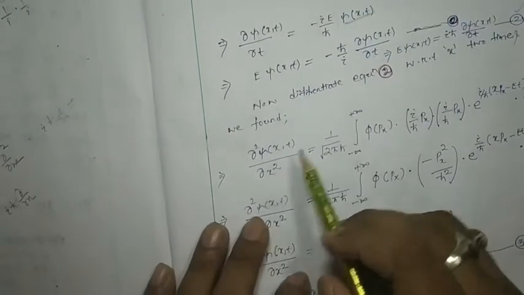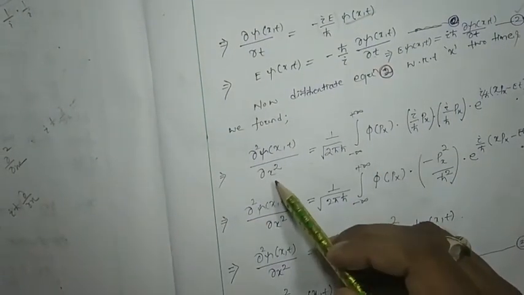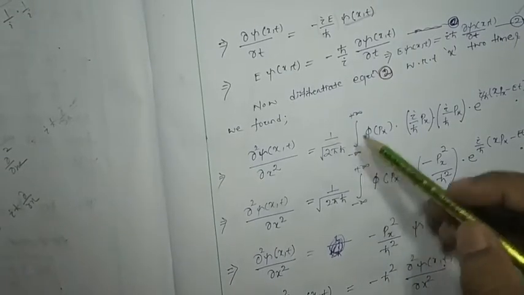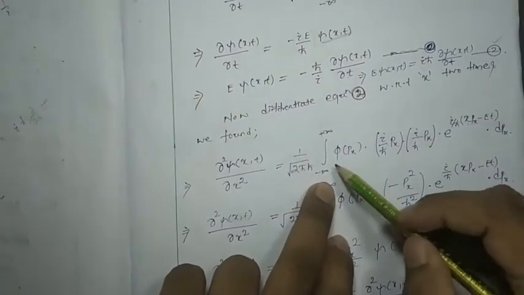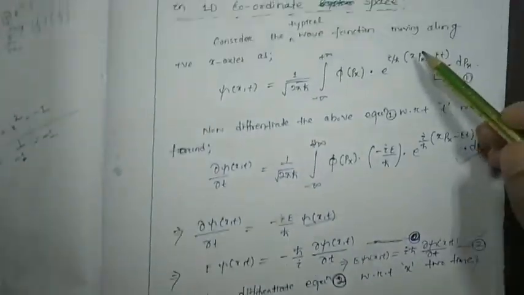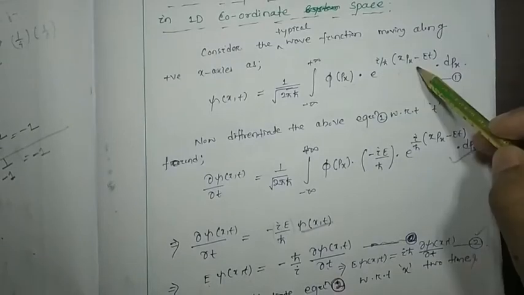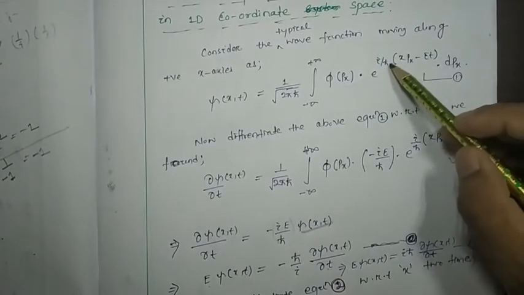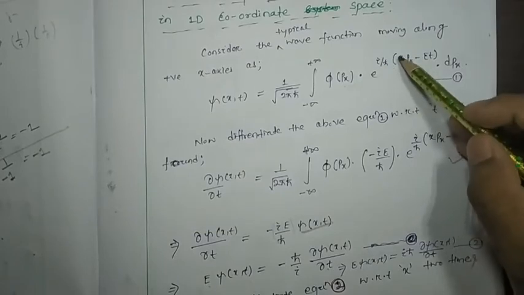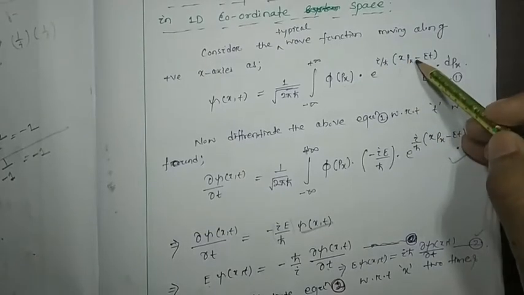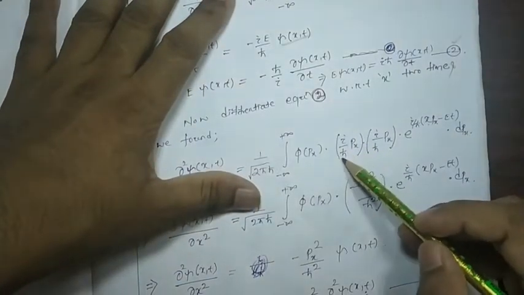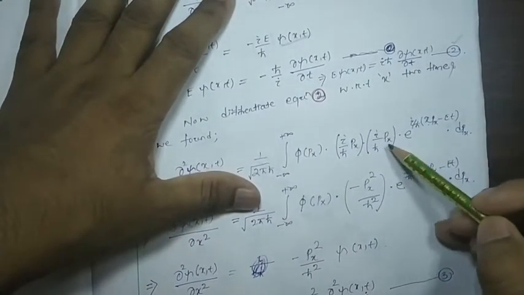We can find that del square psi(x,t) by del x square will be equal to 1 by 2 pi h cross, integral from minus infinity to infinity of phi(p_x), and if I differentiate this with respect to x, then we find i by h cross p_x the first time, and the second time again i by h cross p_x. So first time differentiation gives i by h cross p_x, second time i by h cross p_x.